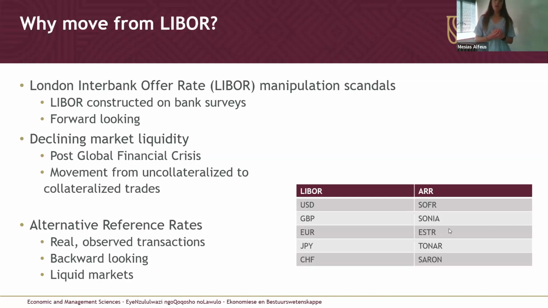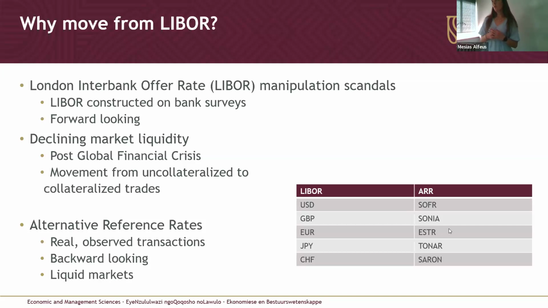Also, during the global financial crisis, we saw a big move from uncollateralized markets to collateralized trades. This also influenced the liquidity of the LIBOR benchmark, as the subjective estimates were supposed to be based on uncollateralized trades. Now we are moving into a more collateralized market, which made the market much smaller.